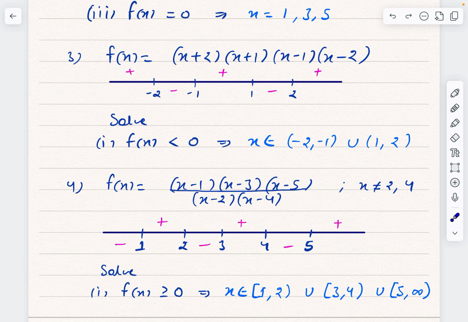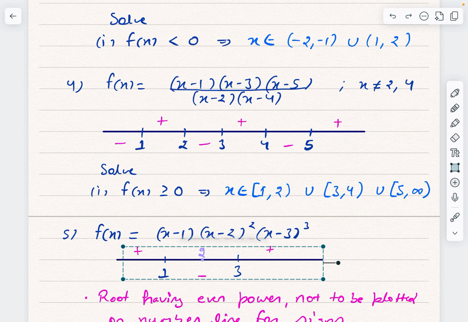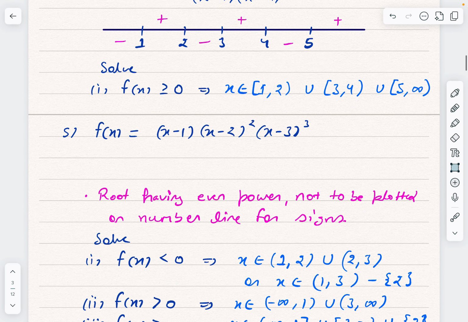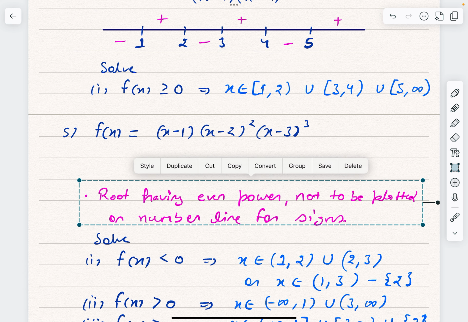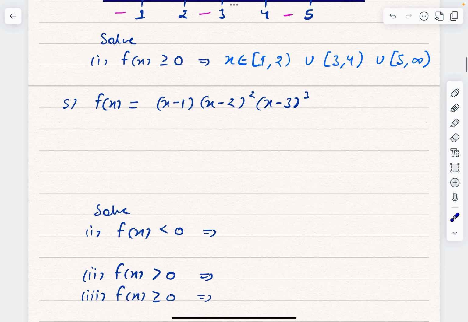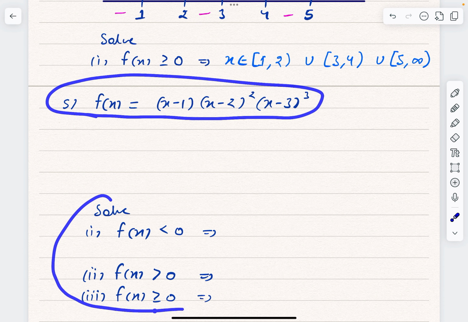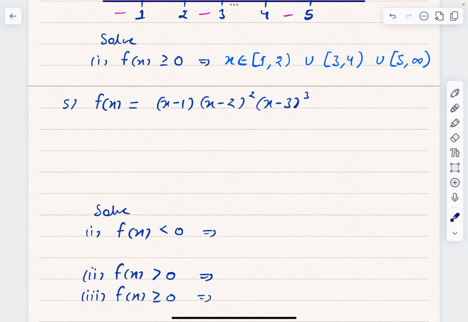Next problem. See, this is the next problem. You all can take a pause and give it a try. Then we'll start the discussion. Let us start now.